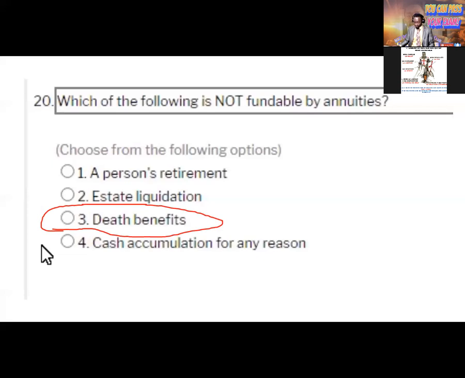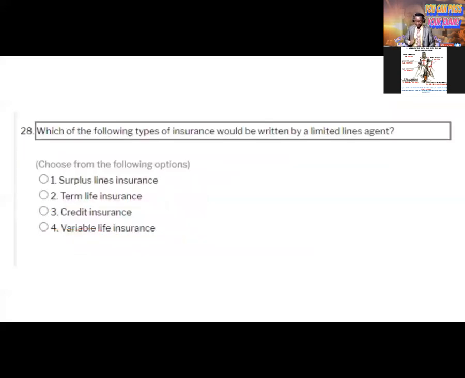Okay? We're moving along. Let me go next and clear to erase it. All right, so this is the next question. Which of the following types of insurance would be written by a limited line agent? Which type of insurance would be written by a limited line agent? That means you don't have a full license. That's when somebody can do that.